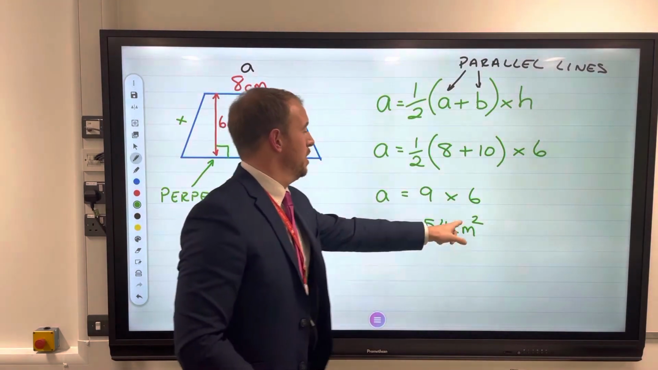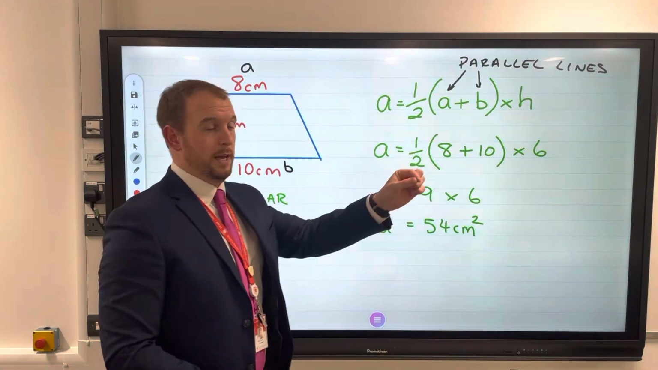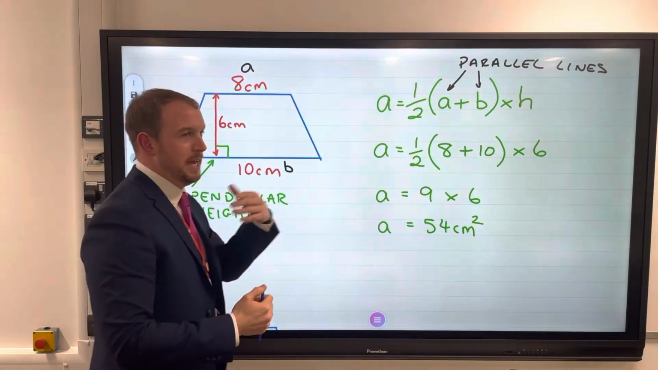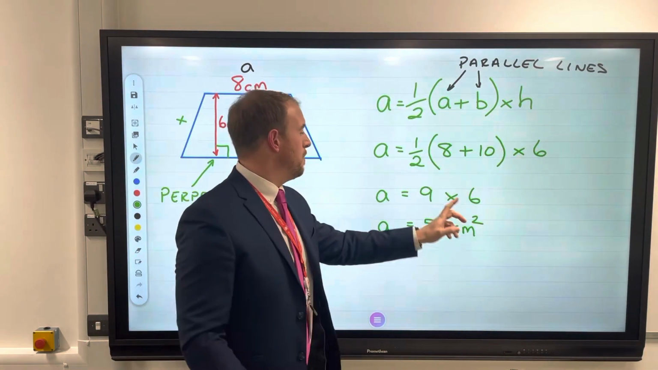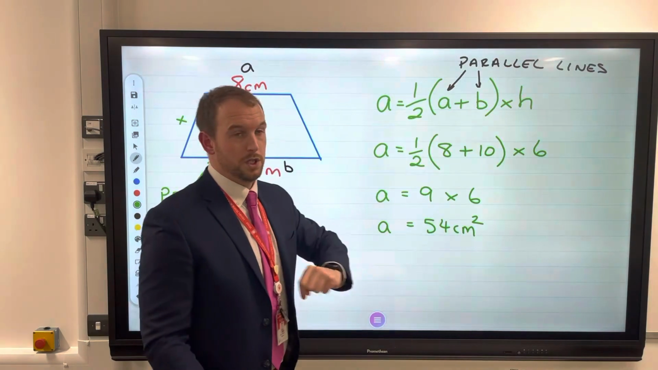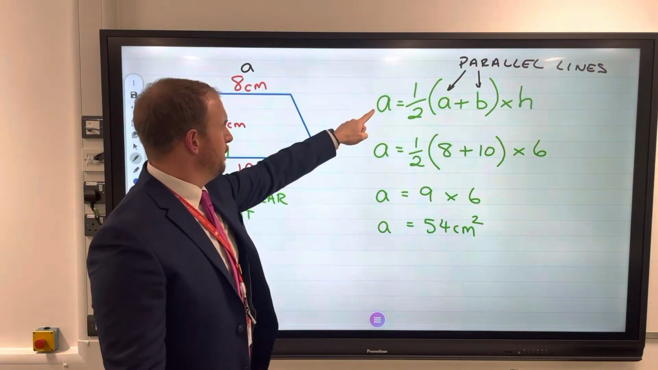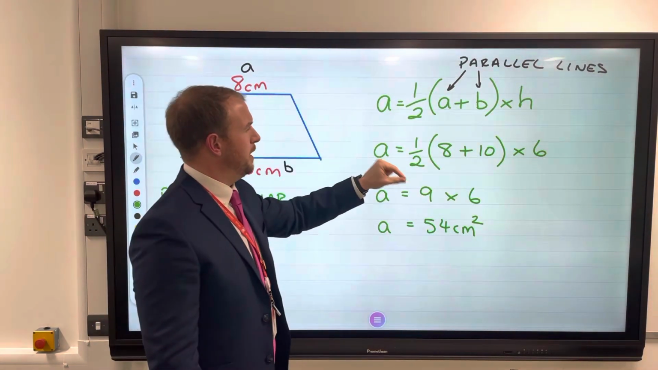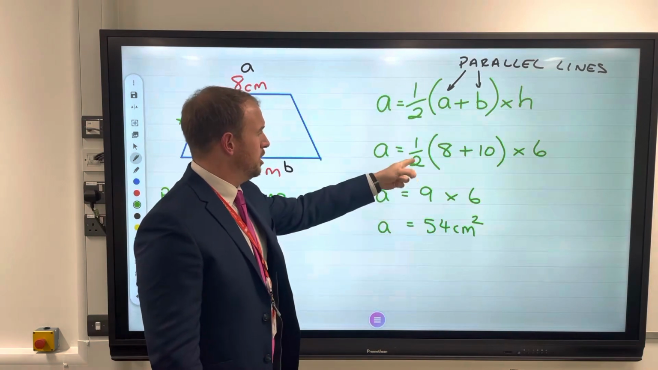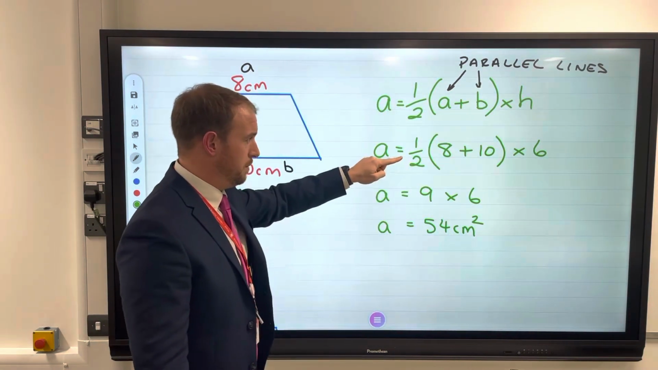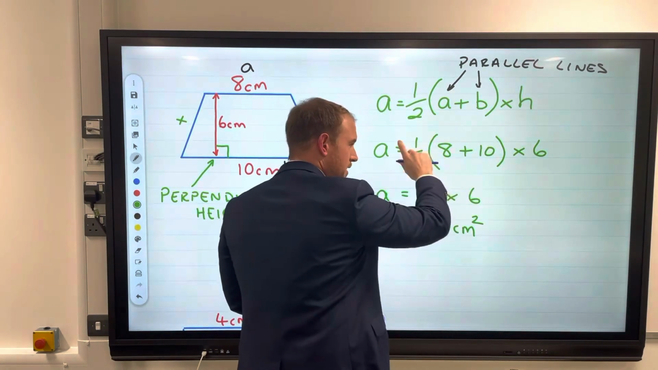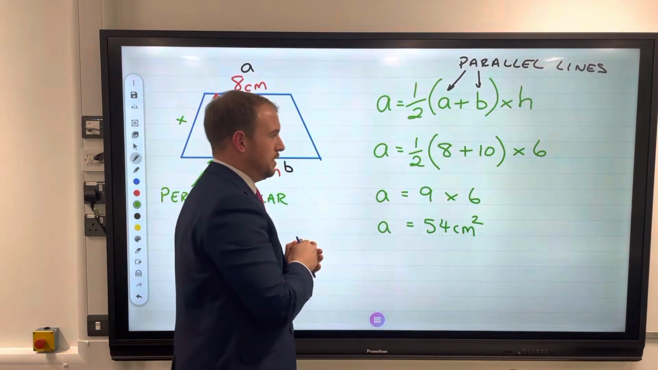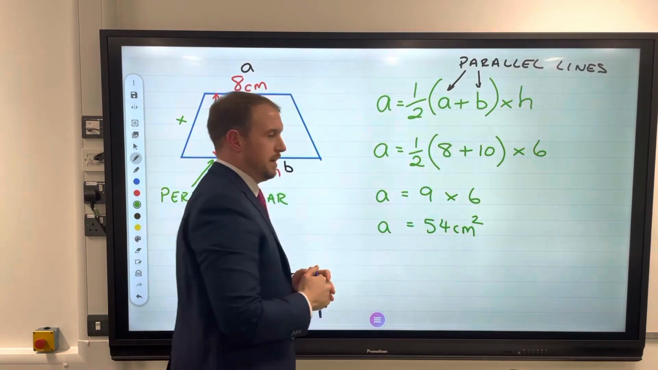Remember area, units of measurement squared. These could be inches, it could be feet, it could be meters, it could even be kilometers. But make sure you write the unit of measurement with a square on the end. So there is our formula: half of A plus B times the height. Substitution, put the numbers in. Work out this complicated bit first with the brackets and the half to get your number here. Times it by 6 to get 54.